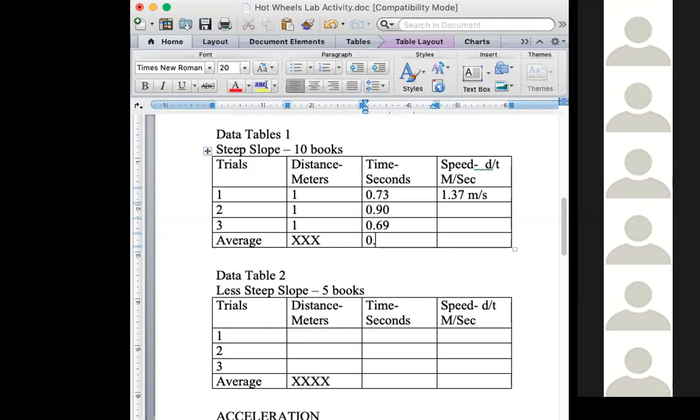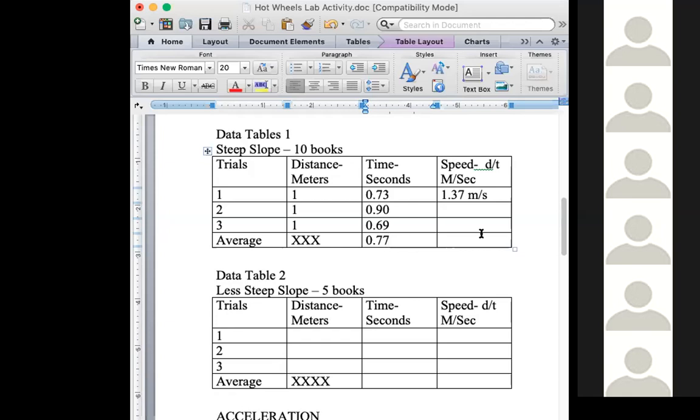Let's check that out here. Okay, 0.73 plus 0.90 plus 0.69 divided by 3. Oh, I see, the 3's repeating. Okay, 0.77. Yeah, okay, 0.77. We're just going to leave it like that.